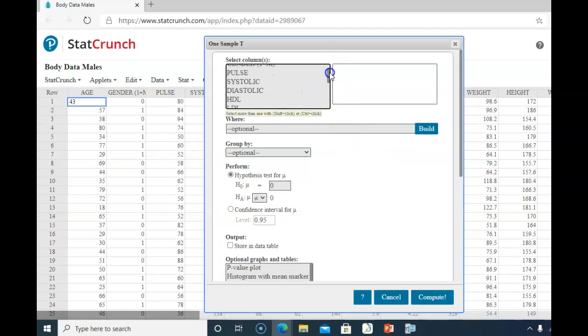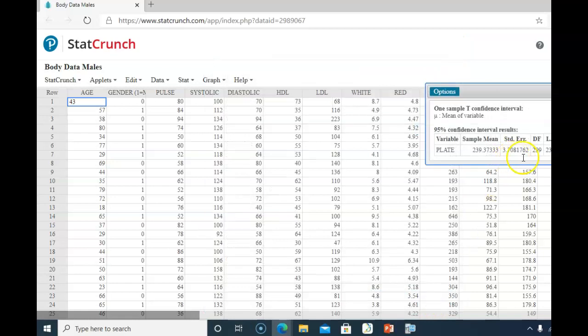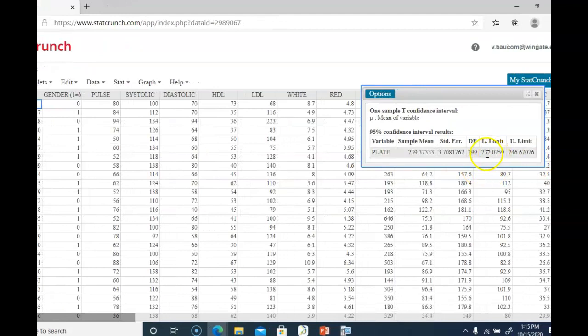Let's look at the confidence interval for platelets. And we're going to come down here and do confidence interval. We'll do the 95% and compute. And so then it gives us the limits of our confidence intervals here, the upper and the lower confidence interval limits for that.